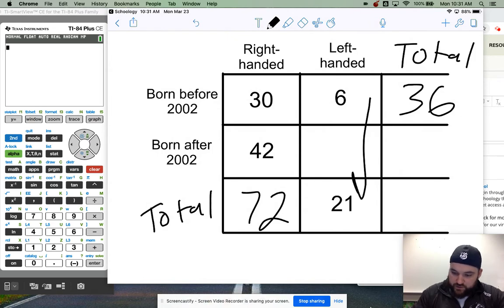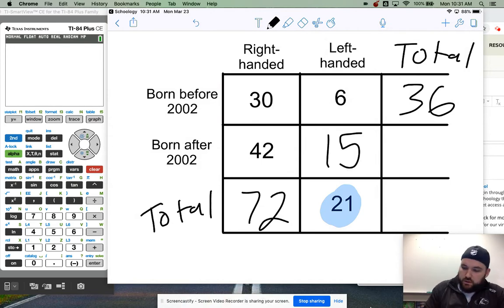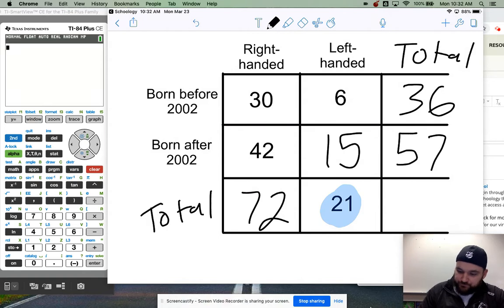I can go down this way. I know there are 6 lefties and there are 21 total lefties. And again, it's important to remember this is the total. So if this is 6, that other number has to add up to 21. So 15 goes there. Now I can move straight across. You see how the pieces kind of fall into place. 42 and 15 makes 57.